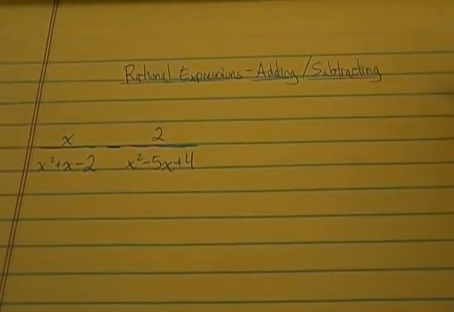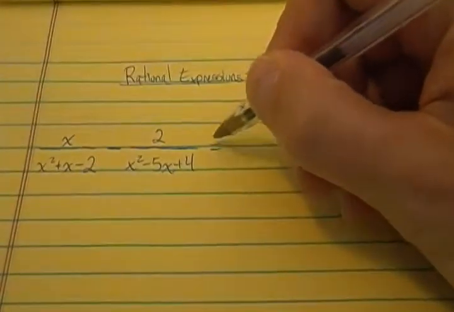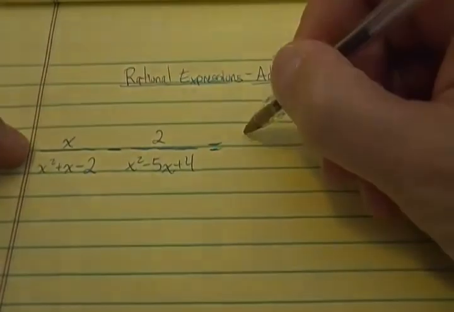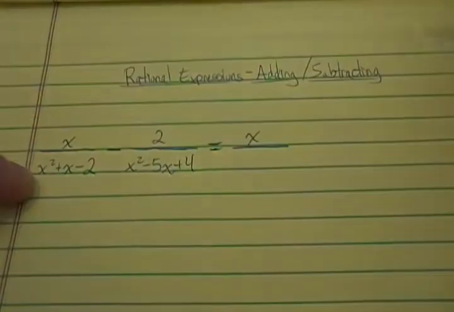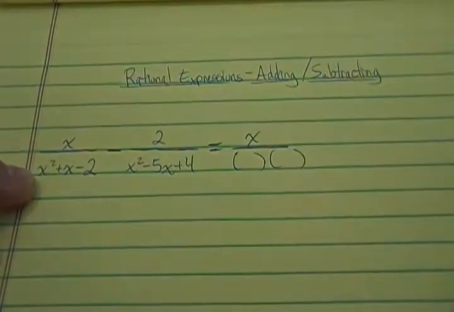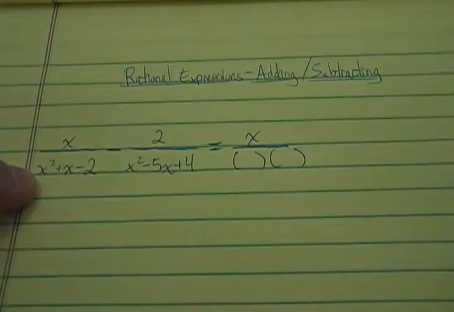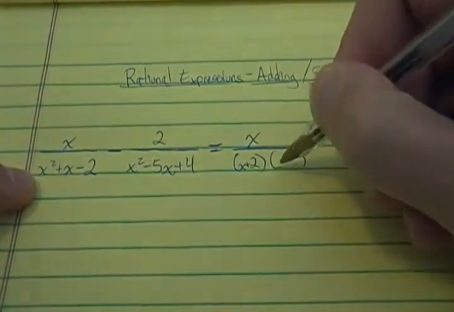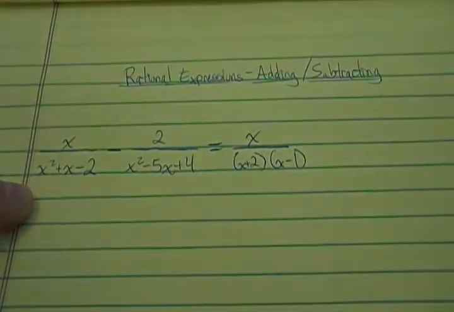The way we find a common denominator for a rational expression like this is by factoring the denominators that we have. I'll start with the first one, x over, and now instead of x squared plus x minus 2, I'm going to factor that denominator. x squared plus x minus 2 is equal to x plus 2 times x minus 1.